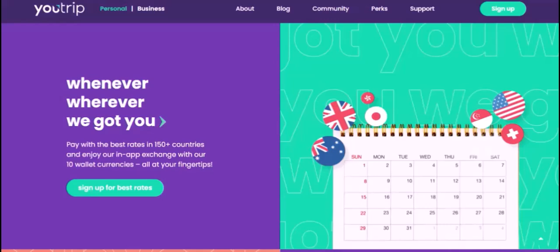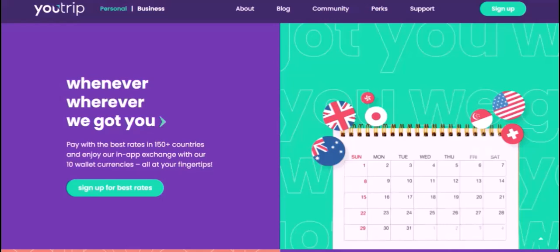Now, you might be wondering, what if I don't have enough of my base currency in my YouTrip wallet? No worries. YouTrip allows you to lock in exchange rates for multiple currencies in advance. So, before your trip to Japan, you could preload your wallet with yen when the exchange rate is favorable. This gives you peace of mind, knowing exactly how much you'll be spending, and protects you from potential currency fluctuations. And the best part? All of this happens instantly.